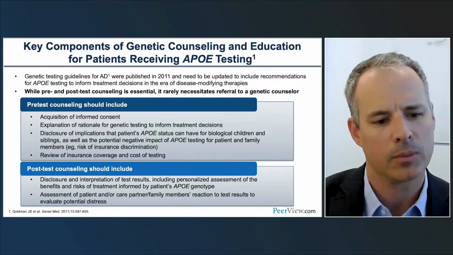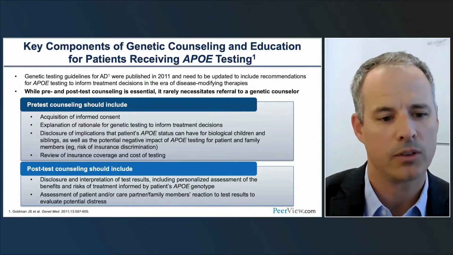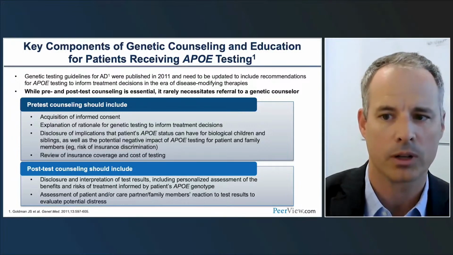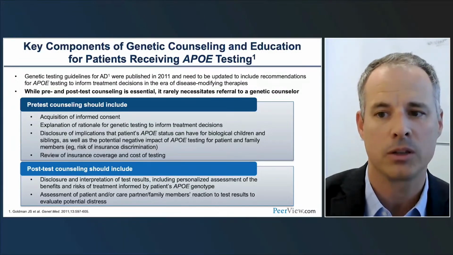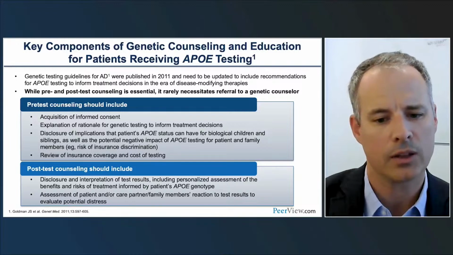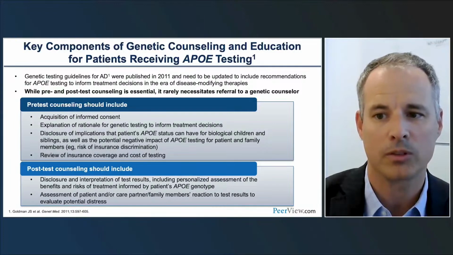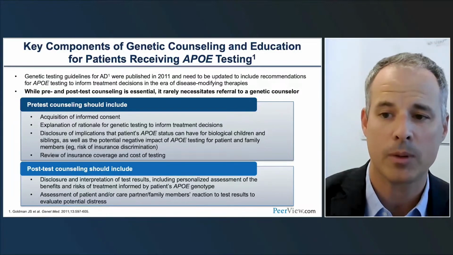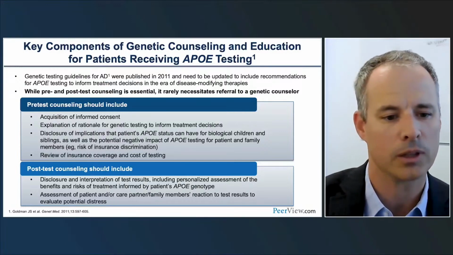After the test has been completed, counseling should include disclosure of the test results, including a personalized assessment of the benefits and risks. So this is where one can consider the numbers that Sharon told us about in the discussion with the patient about their personal risks and potential benefits from these treatments, and to understand their reaction to these test results and evaluate for potential distress. Usually the patient has already been diagnosed with Alzheimer's disease, so there may be minimal distress in the patient, but this is often focused on family members who may, ultimately find out that they potentially have risk of having an ApoE4 allele.